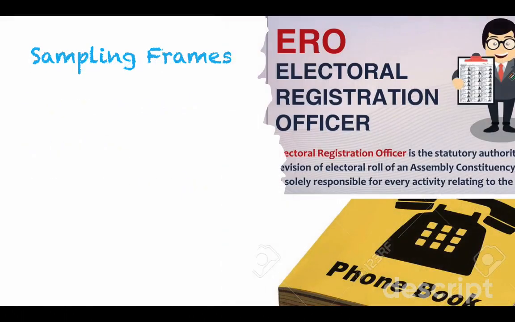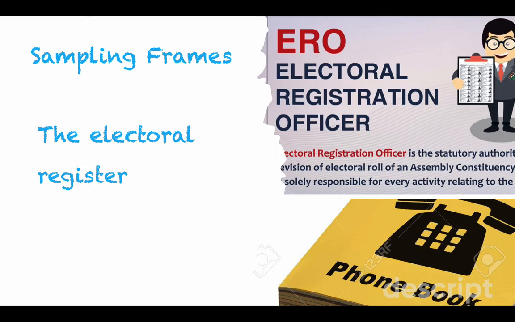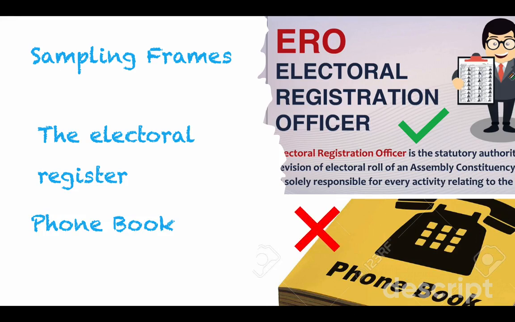The electoral register, sometimes called the electoral roll, lists the names and addresses of everyone who's registered to vote. This is often used as a sampling frame for the adult population of a town or country. A telephone book would not be a good sampling frame, since not everyone has a phone or is listed in the phone book.